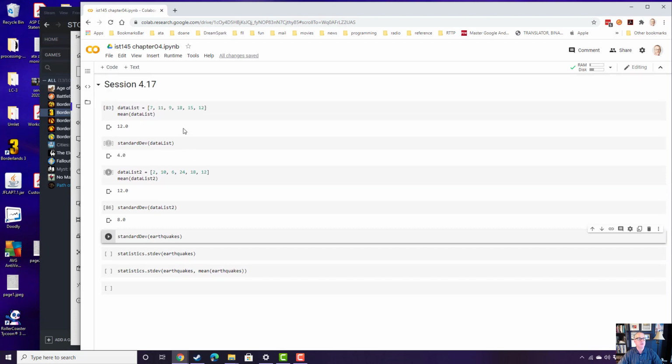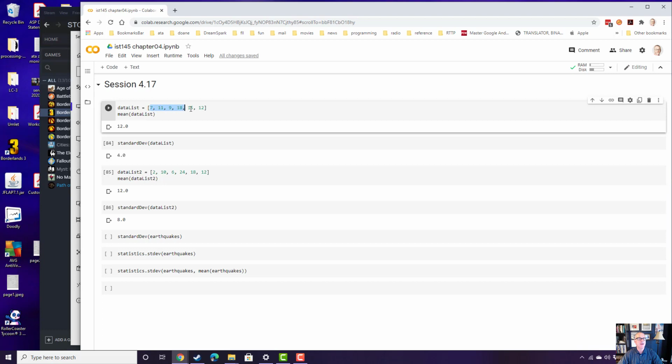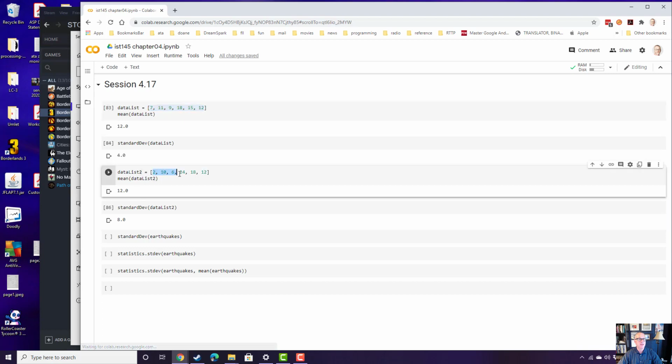So if we look at those two lists, they both have a mean of 12. The first has a standard deviation of 4. That means the data values are all clustered closer together, whereas here in this second list with a mean of 12 and a standard deviation of 8, that means the values are farther away from the mean. They're more dispersed.